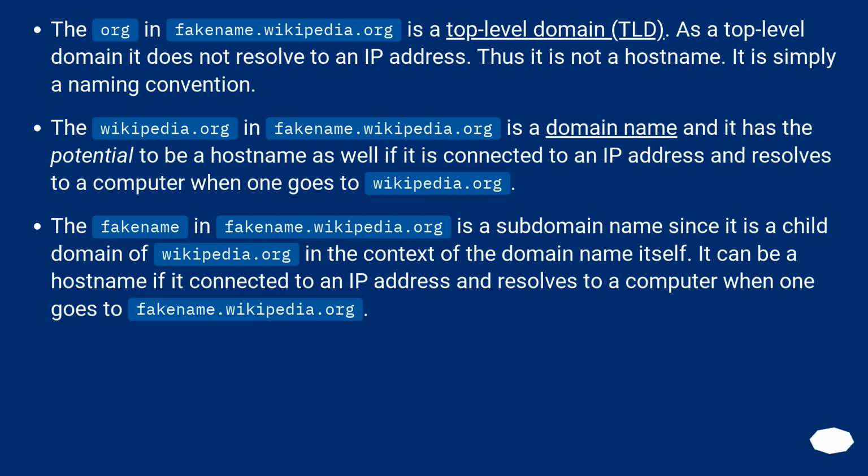The wikipedia.org in fakename.wikipedia.org is a domain name, and it has the potential to be a host name as well if it is connected to an IP address and resolves to a computer when one goes to wikipedia.org. The fakename in fakename.wikipedia.org is a subdomain name since it is a child domain of wikipedia.org in the context of the domain name itself. It can be a host name if it is connected to an IP address and resolves to a computer when one goes to fakename.wikipedia.org.